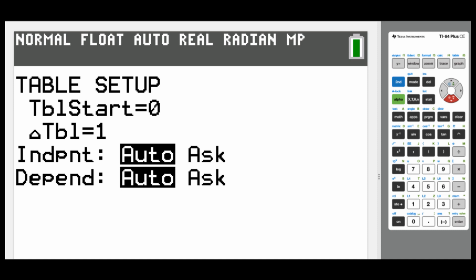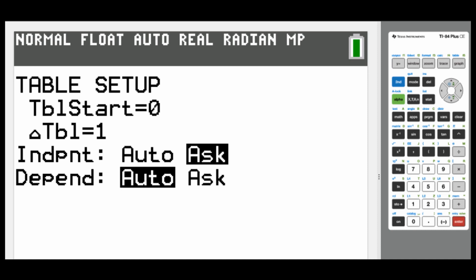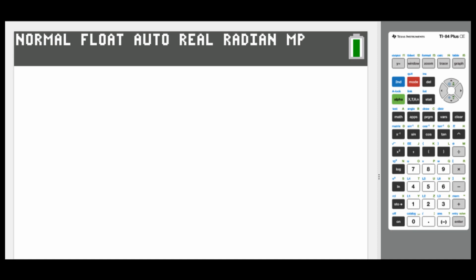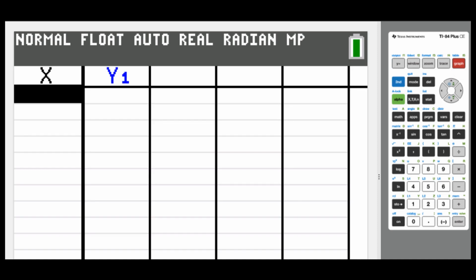And delta table, the increments don't matter. The only thing we are concerned with here is how to put the values in, which is independent, and instead of auto, we are going to scroll right and pick ask. Now we enter. And then we want to exit the screen, so push the second button again and the button right next to it, which will let us quit the screen. Now we're going to evaluate using the table, so push the second button and the very last button along the top to get to the table. Now we put in the values for x, and the calculator gives us the output.